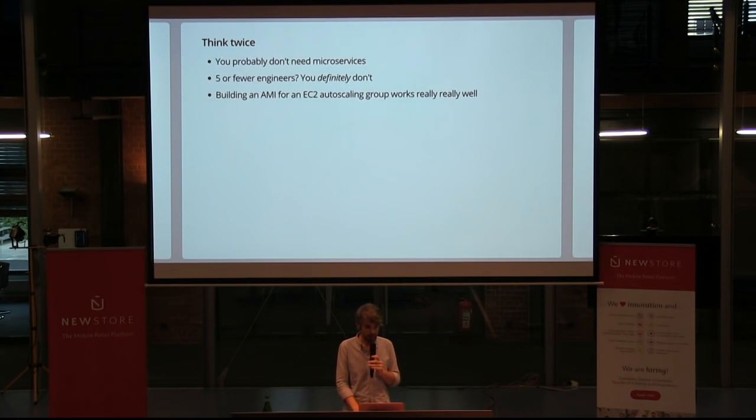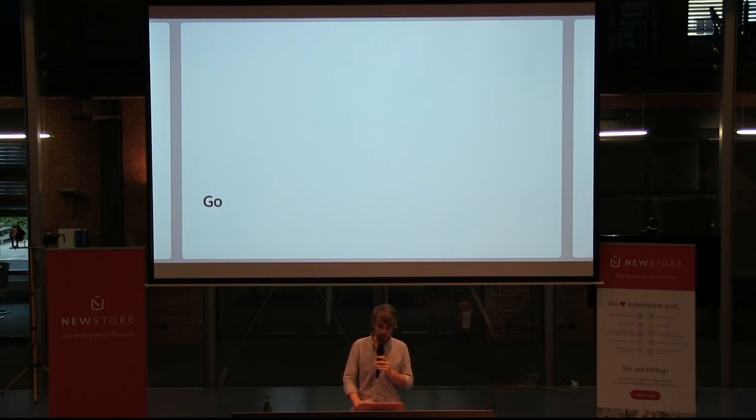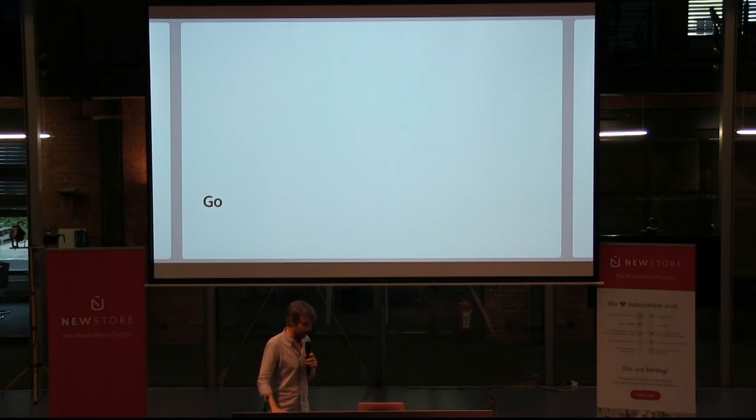Building an AMI for an EC2 autoscaling group works really, really well for a lot of problems. But okay, let's say that you're convinced you want to do it. All that out of the way. This brings me to the meat of the talk, I guess.